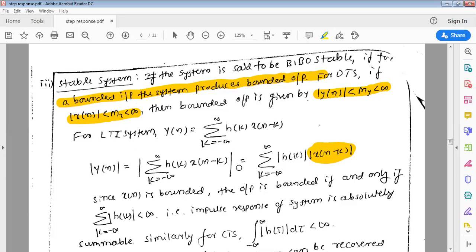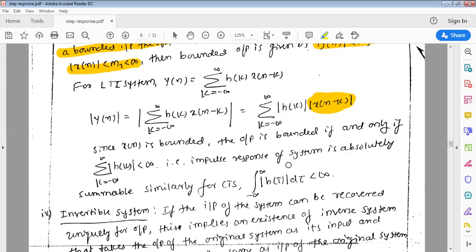Output can become infinity, either h of k is infinity or x of n minus k is infinity. We are very sure that x of n minus k is not infinity. Therefore, what is the other possibility? h of k. As long as h of k is less than infinity, the system will be bounded. So the impulse response of the system is absolutely summable.